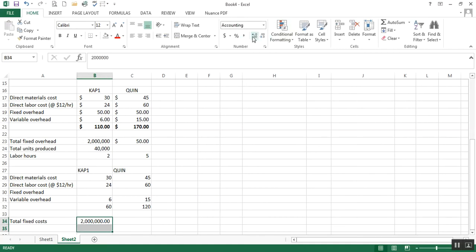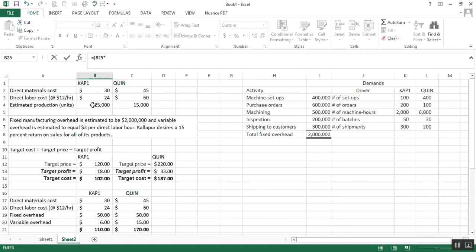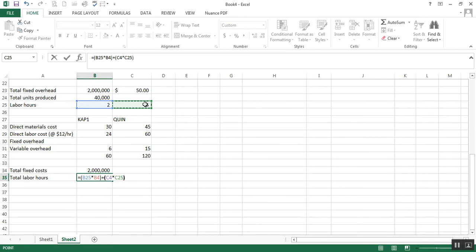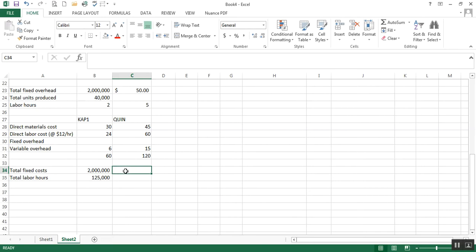Then we need to calculate our total labor hours. So our total labor hours are going to be equal to 2 hours per unit times the number of units that we're producing, plus the number of units of Quinn times the 5 hours per product. Okay, so that gives us a total of 125,000 hours. So $2 million spread over 125,000 hours gives us $16 per hour.